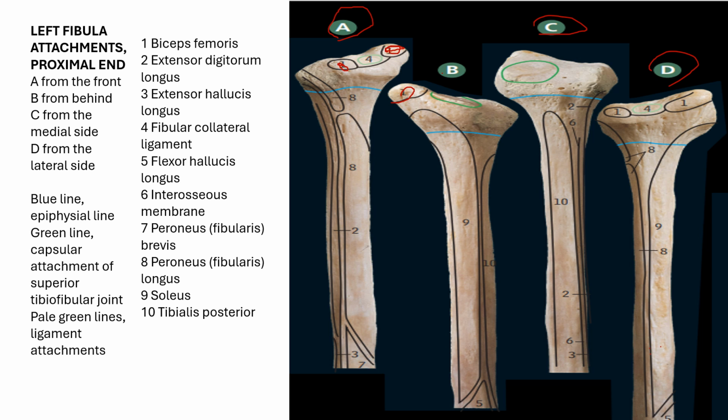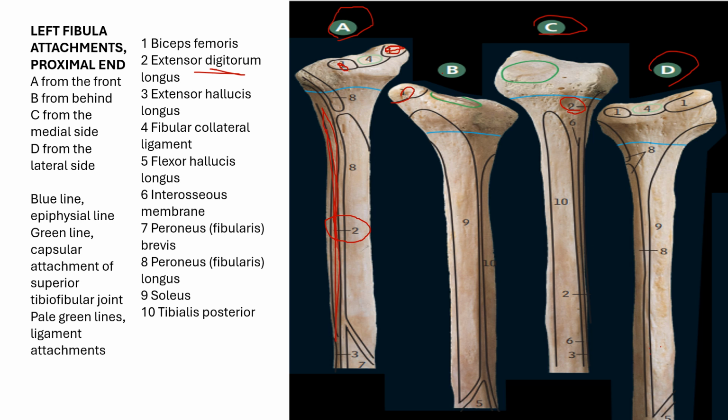There is another muscle, that is the extensor digitorum longus. The extensor digitorum longus, we can see it on the medial surfaces or in the anterior surface. It has a long muscle attachment on the anterior surfaces.